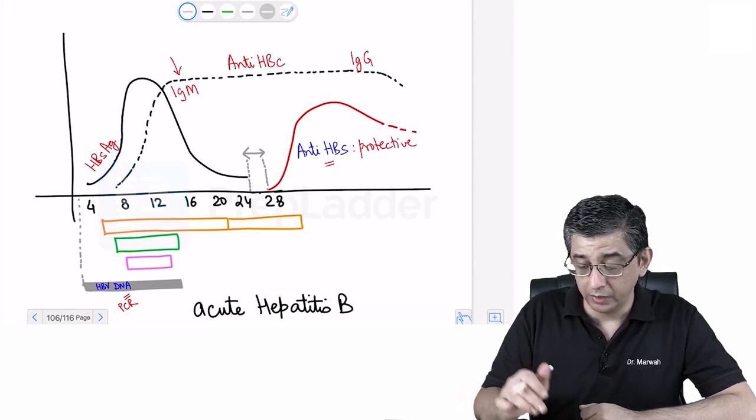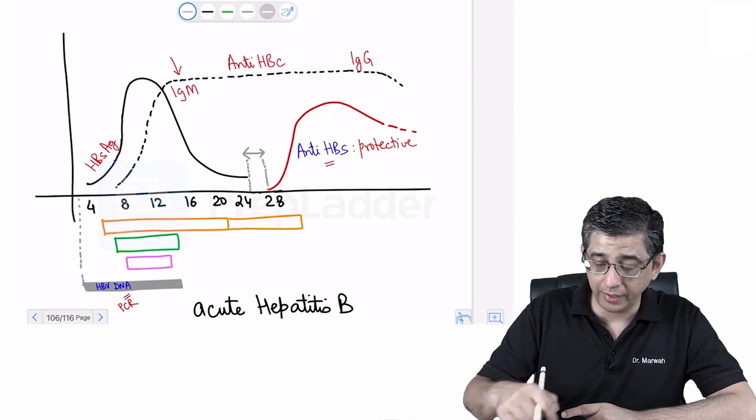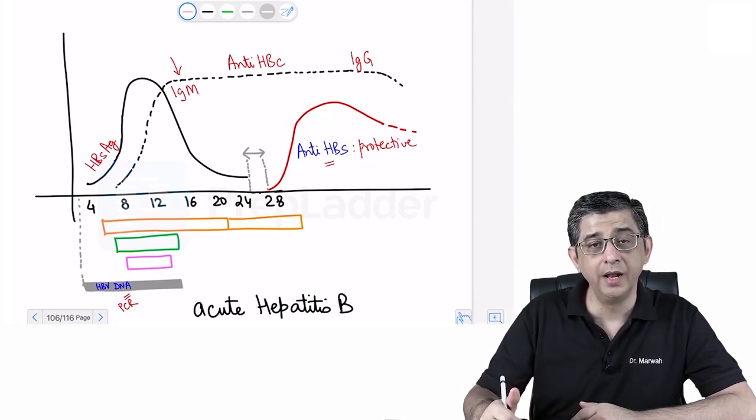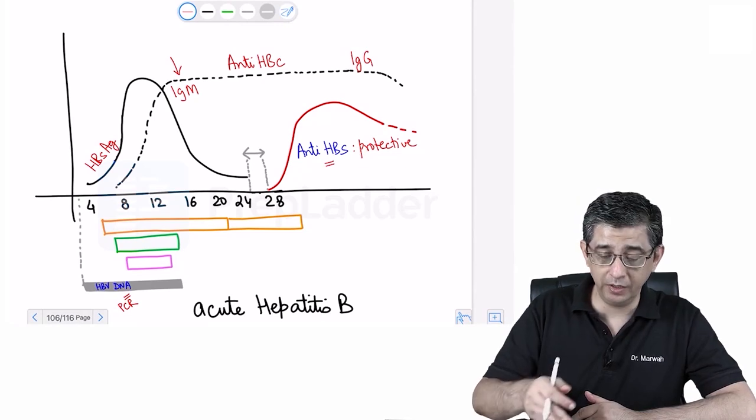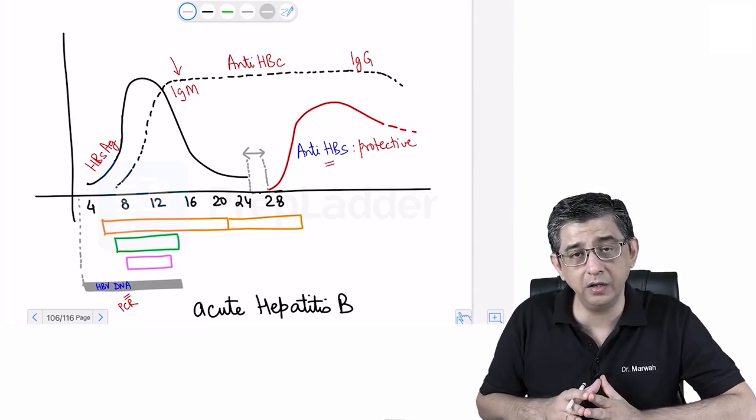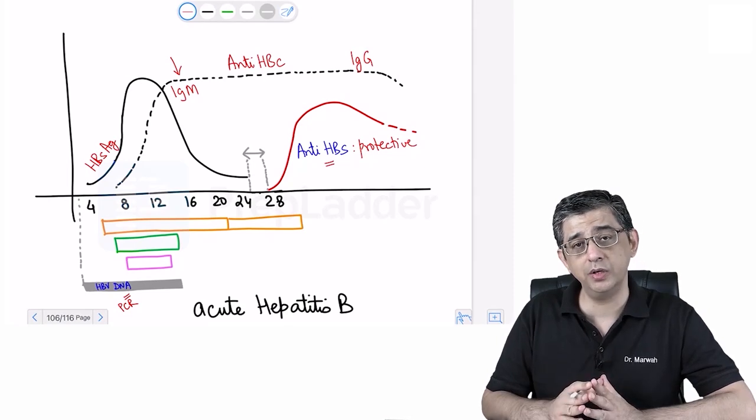Biochemical recovery will occur thanks to this protective antibody. So the red is representing the protection component, and this is coming into the picture when the levels of surface antigen have dramatically reduced and the hepatocyte damage is also reduced.